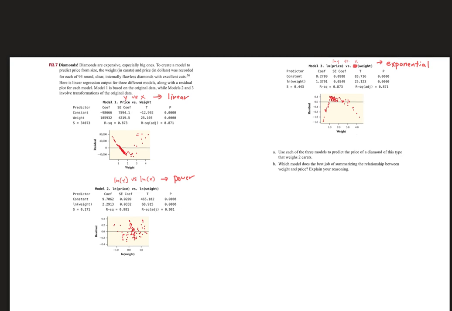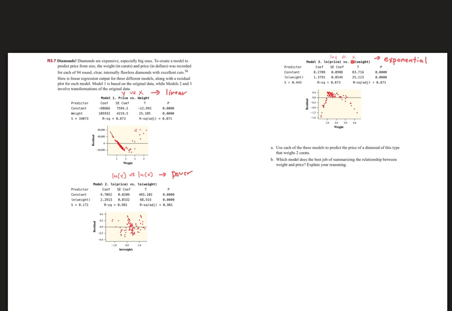Okay, so here, let's answer this question. For part A, use each of the 3 models to predict the price of a diamond of this type that weighs 2 carats. Okay, so the weight is 2, so the x value is 2. So we'll say part A, for x equals 2. And now we'll use model 1.